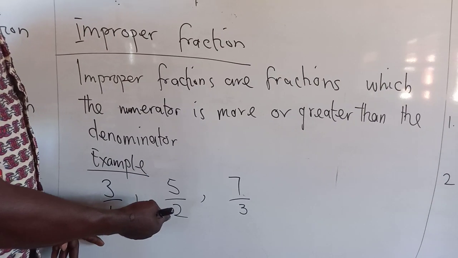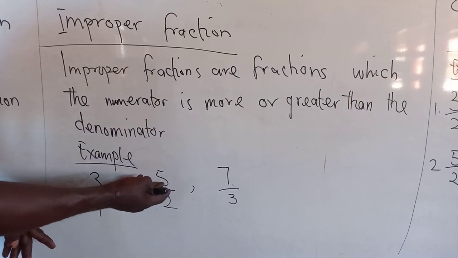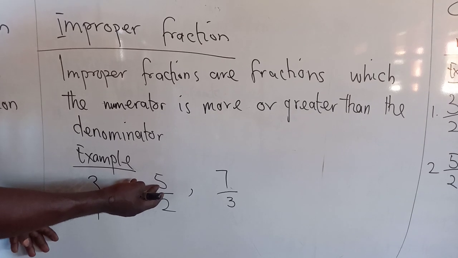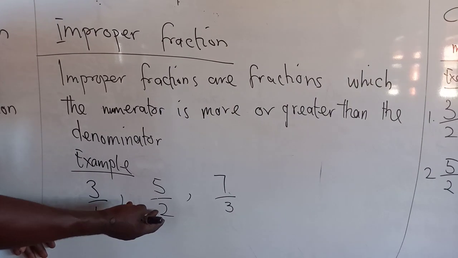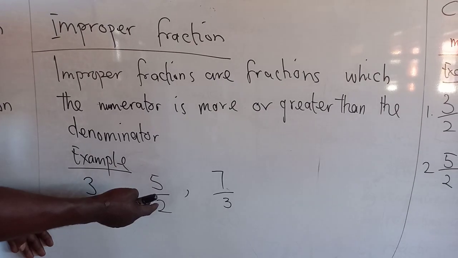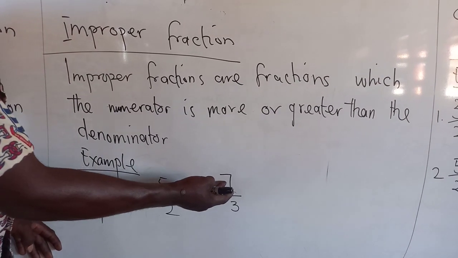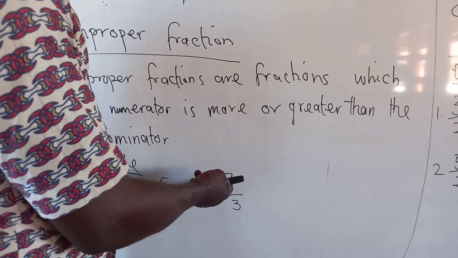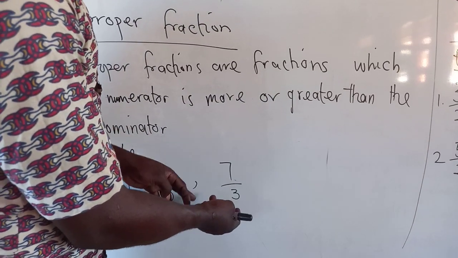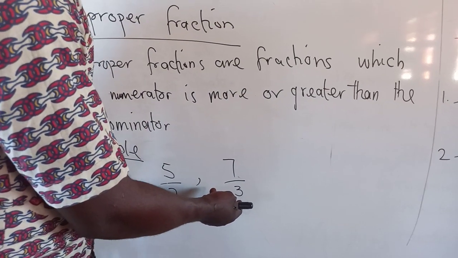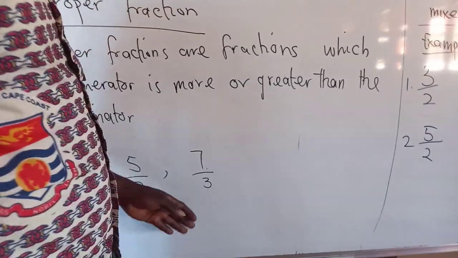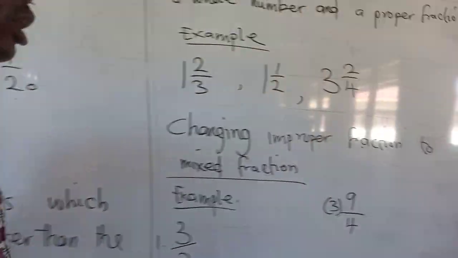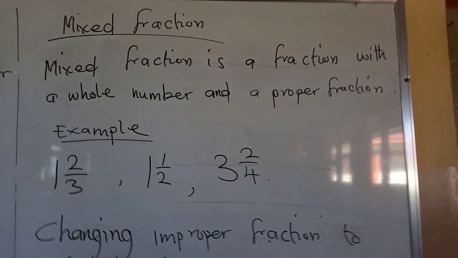5 out of 2. You see that the numerator is greater or more than the denominator, as you can see. Okay, so look at 7 out of 3. 7 is greater or more than the 3, which is the denominator. So when you see this, we call it improper fraction. Another one I want to know is mixed fraction.